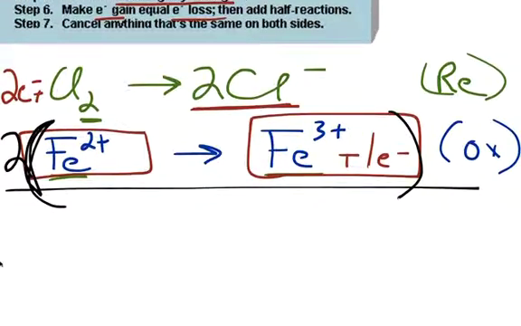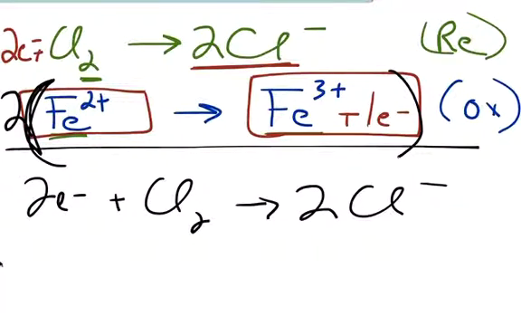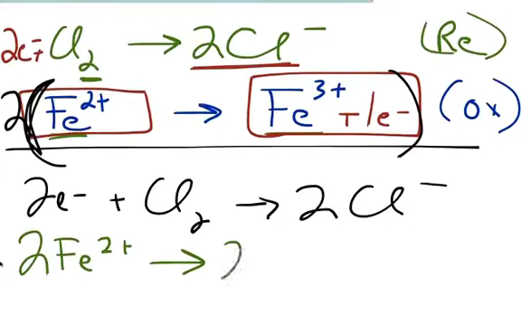Okay, so now I have 2 electrons plus chlorine. Notice I didn't have to multiply this by anyone. And I'm going to write my other half reaction. Now I have 2 irons yielding 2 iron 3+ and 2 electrons.